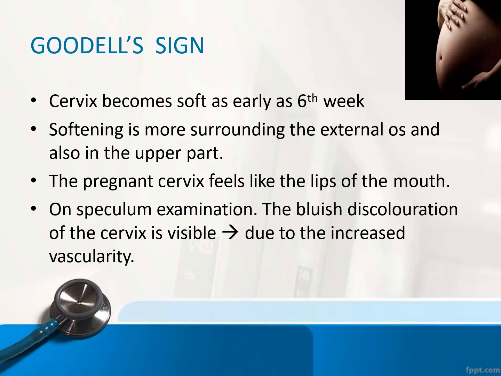Softening of the cervix is more surrounding the external os and in the upper part. If you palpate it, you can feel it like the lips of the mouth. And on speculum examination, you can see bluish discoloration of the cervix also. This is due to the increased vascularization. So Goodell sign means softening of the cervix.